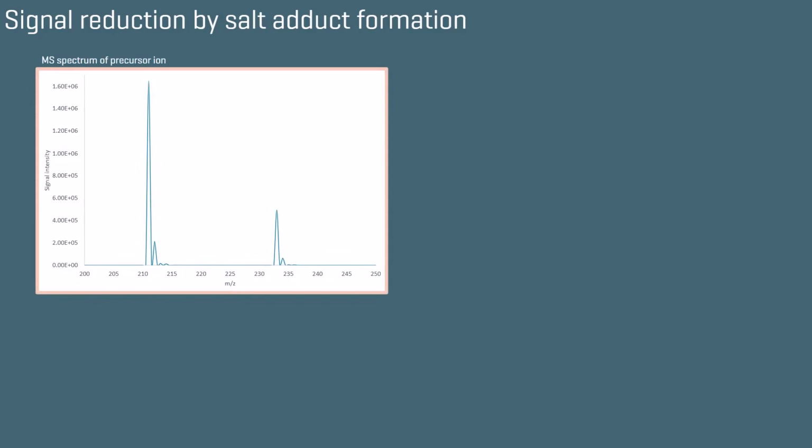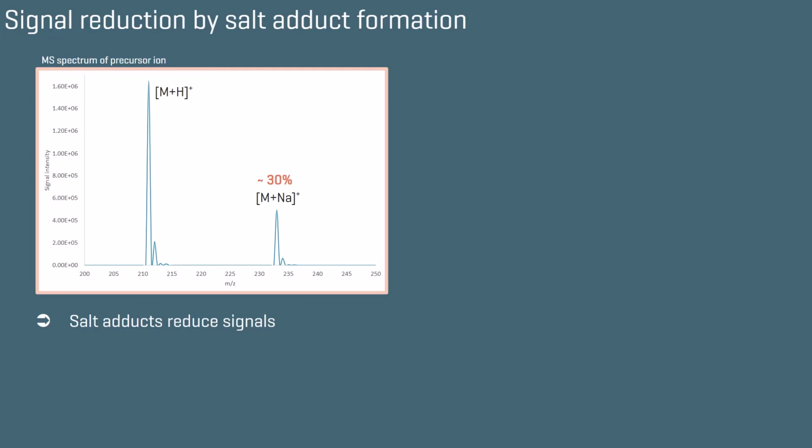The formation of salt adducts can also reduce the signal intensity of the target compound, as depicted in this example. In the positive ion mode, molecules can either be ionized by the attachment of a proton or cation, here for instance a sodium ion. The signal will be split in two. In this example, the sodium adduct reduces the signal of your precursor by 30%.